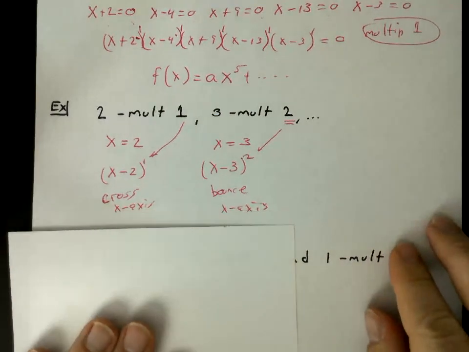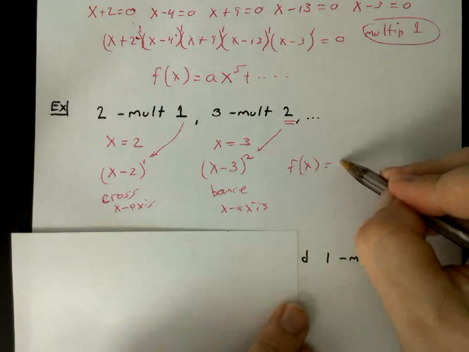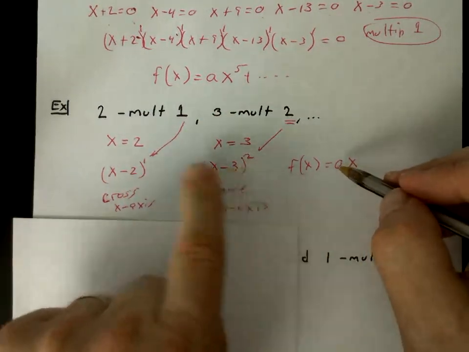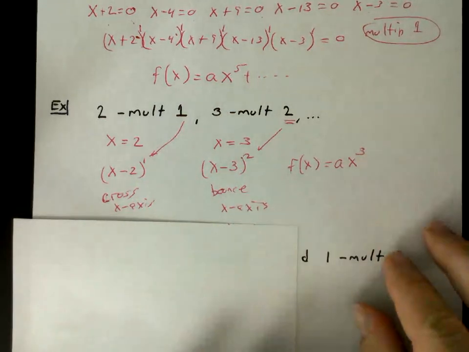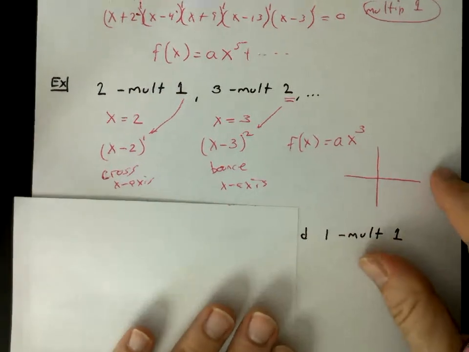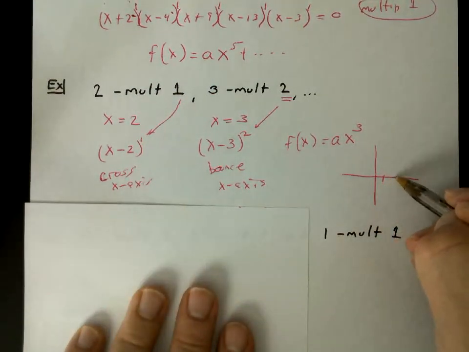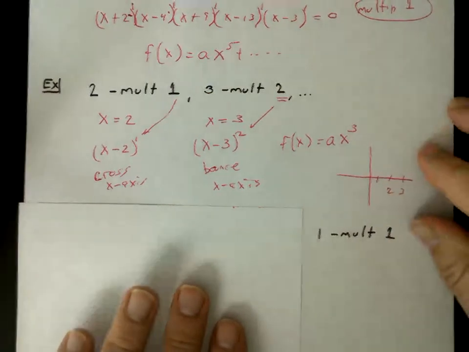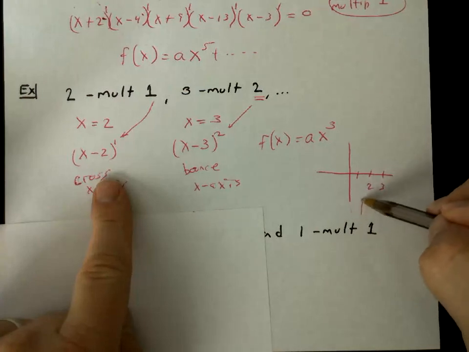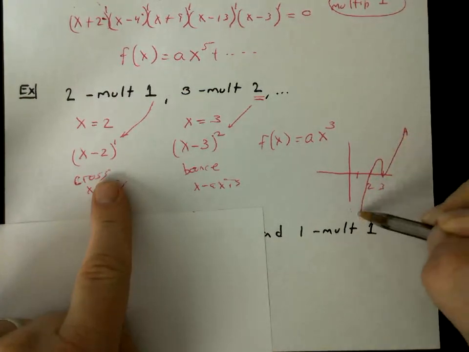Now, if you want to go through this, f of x equals ax to the, count the multiplicities, so that's going to be 3. If you make a little graph, you can do this later if you really wanted to. At 2, here's 1, here's 2, here's 3. It's going to go through 2, and then it goes around, bounces, and goes this way.